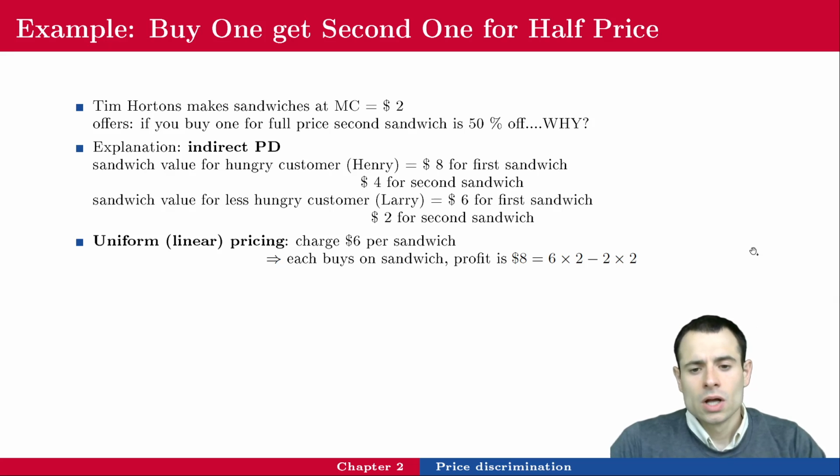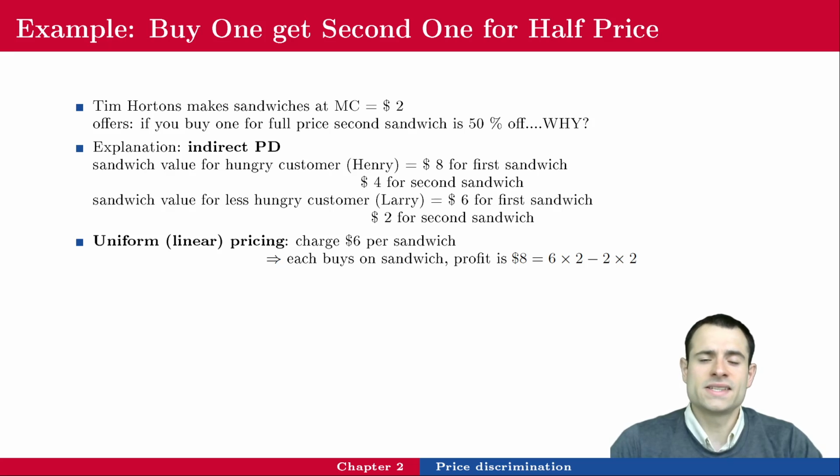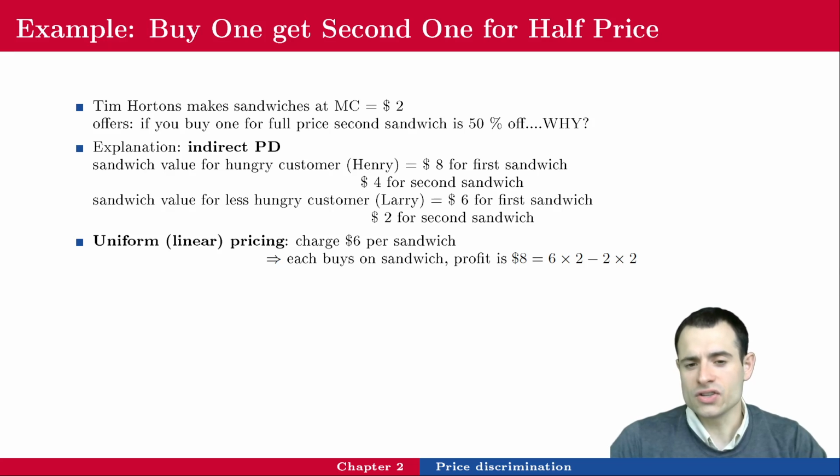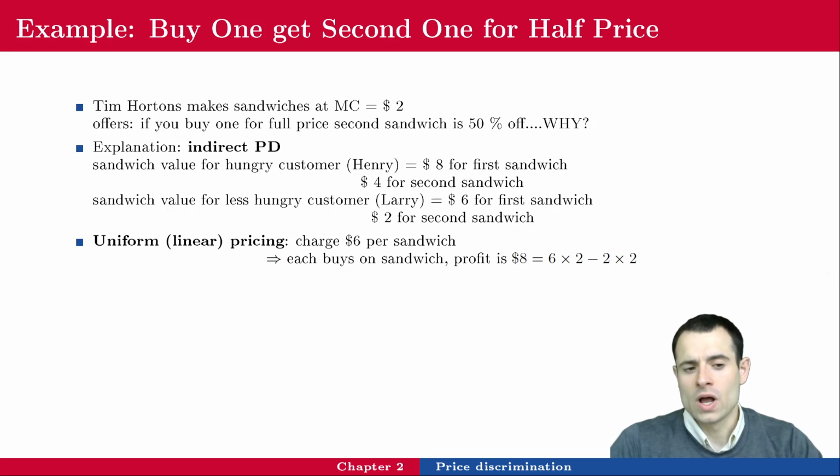Imagine that Tim Hortons charges $5 per sandwich. Still, only 2 sandwiches will be sold. So the profits will be lower because the price is lower, but the cost is the same. If Tim Hortons charges more than $6, then only one customer will purchase, Henry. And if you take into account the costs, Tim Hortons will make less profits. So if Tim Hortons has to implement uniform linear pricing, $6 per sandwich is the way to go.